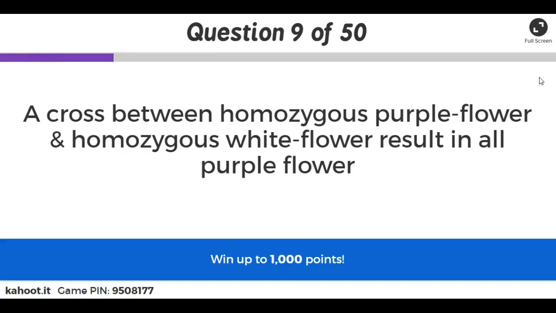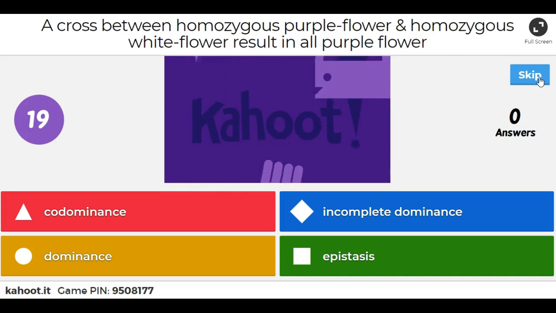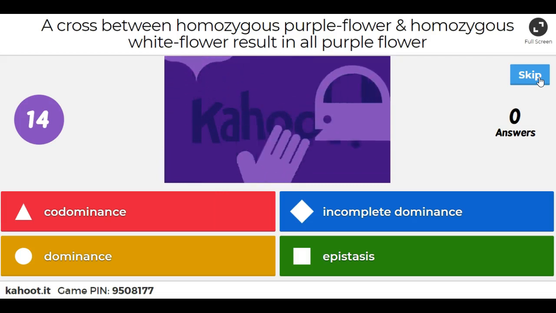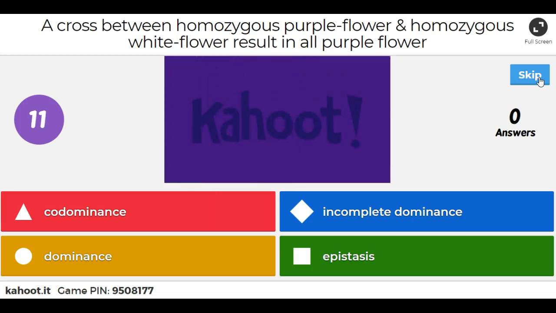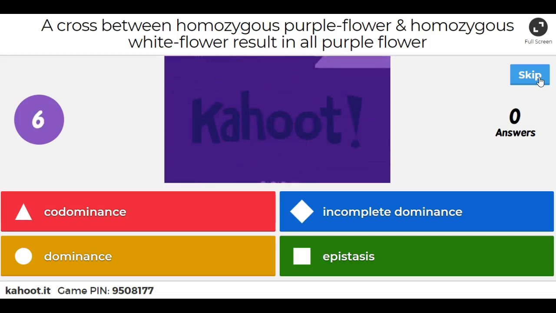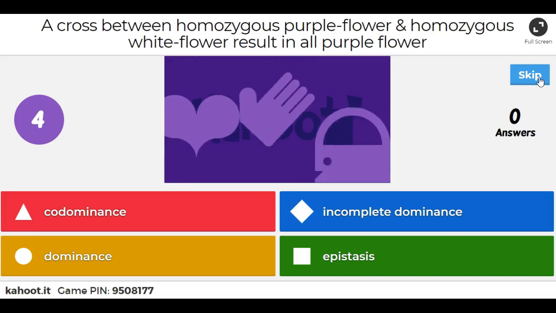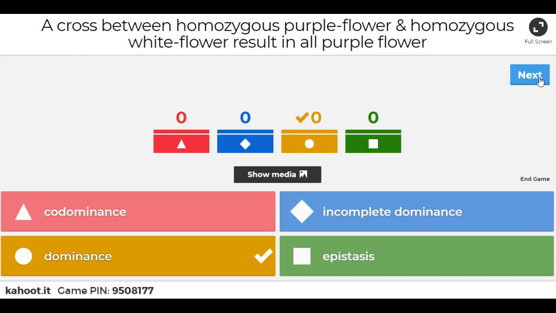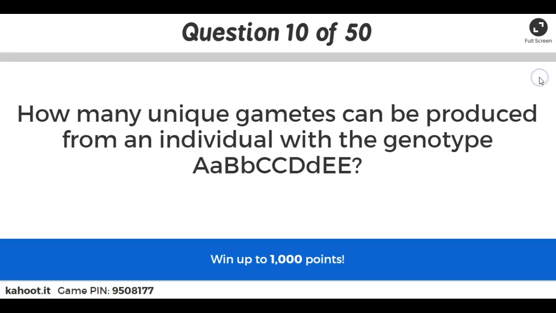A cross between homozygous purple flowers and homozygous white flowers results in all purple flowers. What kind of inheritance is shown? So this is the completely dominant kind of characteristic between these purple flowers and the white flowers. All right, next question, number 10.